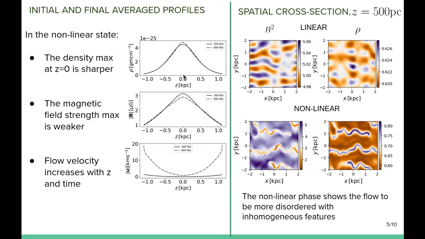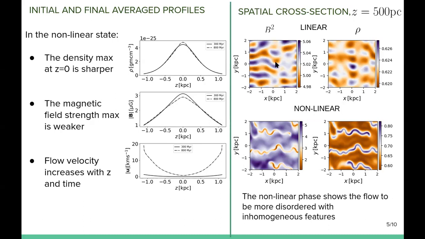So we see that the density at Z equal to 0 increases as we move from linear to non-linear. The magnetic field becomes weaker as we move from linear to non-linear. And the flow velocity increases as we move from linear to non-linear, and also as we move away from Z equal to 0. We'll talk a little bit more about the evolution of this profile later because it has some interesting parameters. But before we do that, I also would like to show you the nature of the solution by looking at some spatial cross-sections in the system.